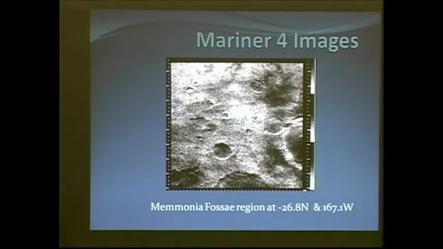Mariner 6 and 7 visited Mars shortly thereafter, and money was allocated at the same time for testing of nuclear thermal rockets. And as I mentioned before, these nuclear thermal rockets were not intended for the moon. I forgot one thing here. Here's an image of Mariner 4.